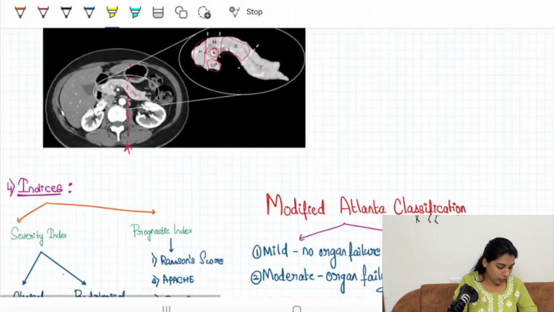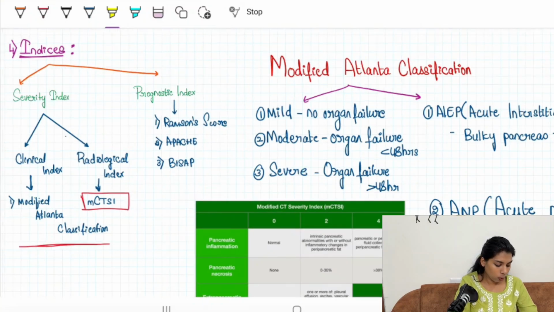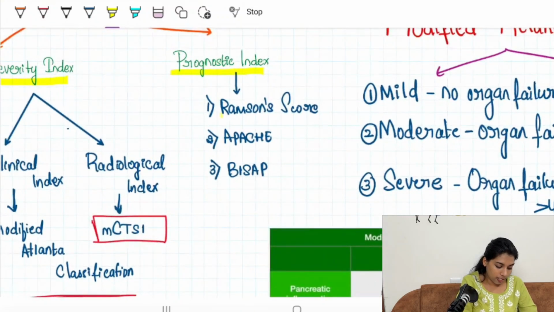Now we'll move forward to the various indices which are available to assess acute pancreatitis. They are 2 in number. That is, basically we have a prognostic index and a severity index. Among the prognostic indices, we have Ramsden score, Apache score, and BISAP score. This is important from a clinician perspective.